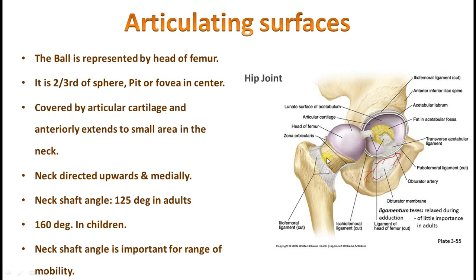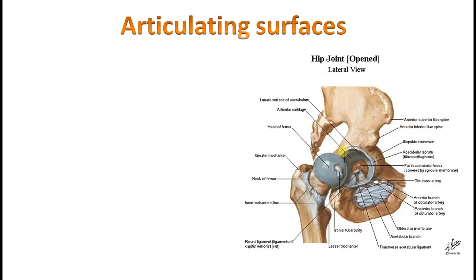If the neck shaft angle were not present, the femur would have been somewhat immobile. Your hip joint would not have this great degree of mobility. It is mainly due to the neck shaft angle, and not only that, the neck is comparatively long and narrow as compared to the head of the femur. These two things give extra mobility to the joint in spite of it being a stable joint. So that is about the ball.